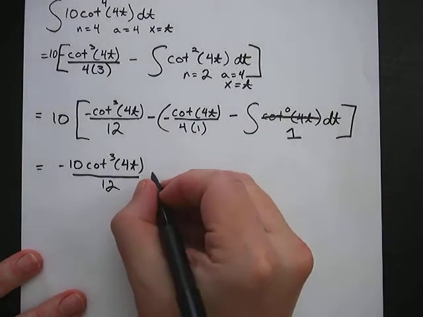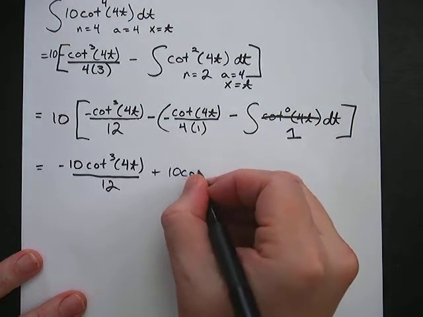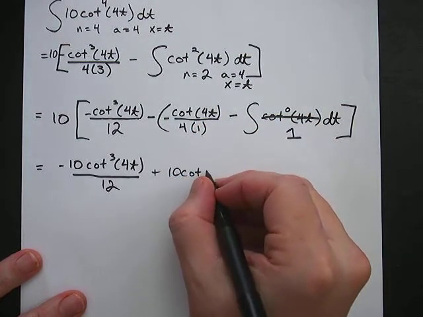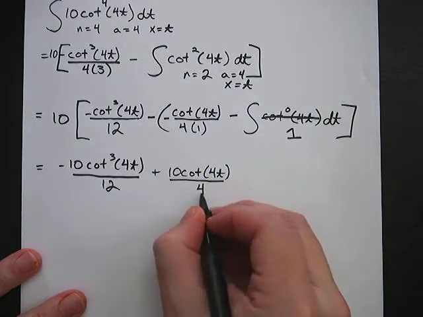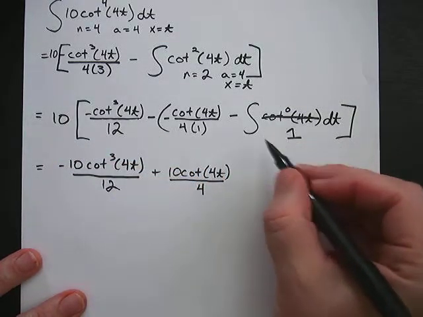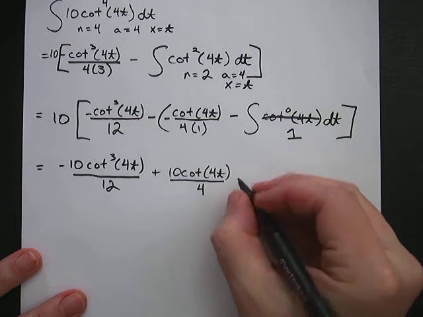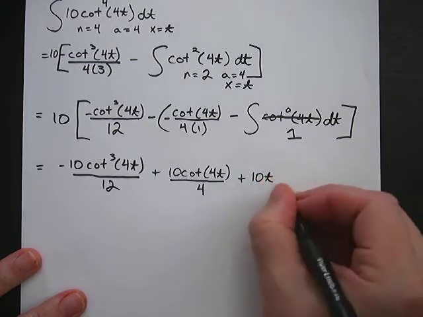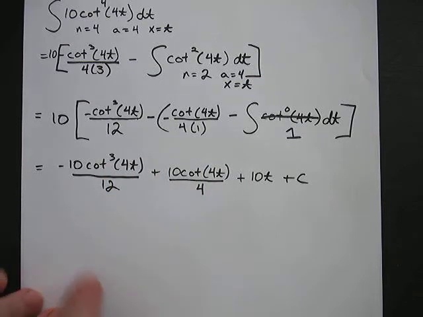Okay, so that's plus, let's distribute the 10, 10 cotangent of 4t divided by 4, and then distribute the 10, and this becomes, the integral of 1 becomes t, because we're with respect to t, and it's positive because this negative got distributed, so positive 10t plus c. And you can clean that up if you want. The 10 and the 12, the 10 and the 4, but that's done.